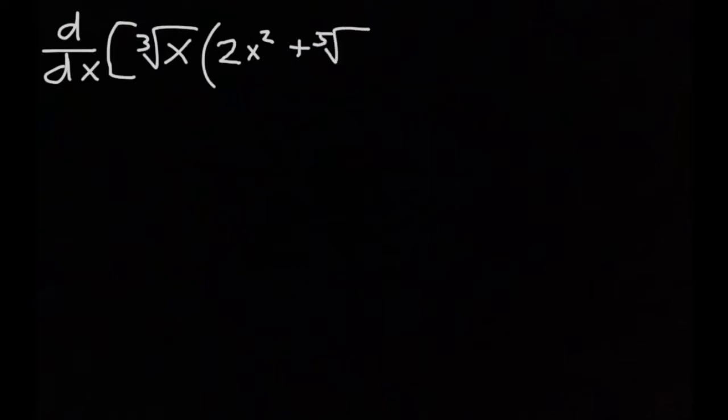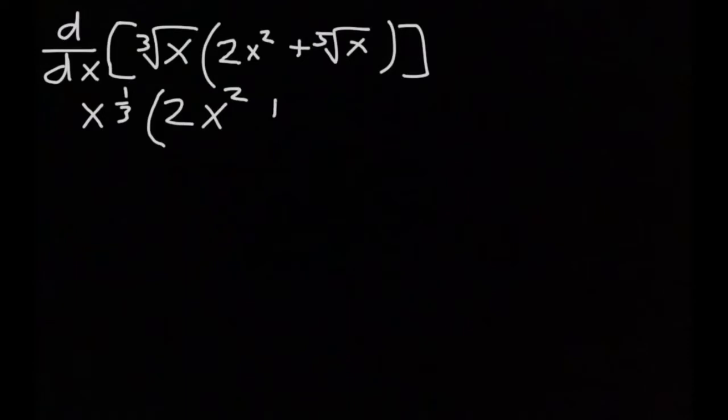So for our last question, let's derive the third root of x times 2x squared plus the fifth root of x. So for our first step, we want to change all of these into exponent form. So the third root of x is simply x to the power of 1 over 3, and 2x squared can be left the way it is. And the fifth root of x could be simplified down to x to the power of 1 over 5.